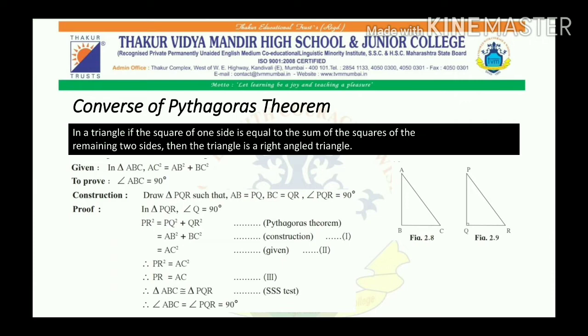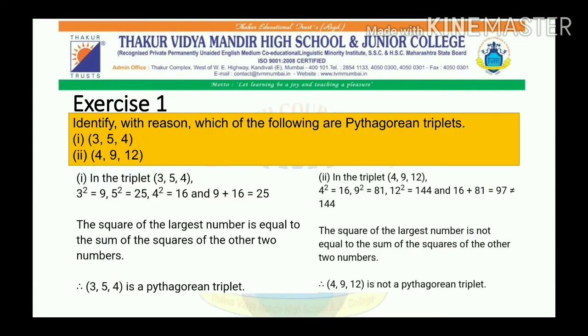Now triangle ABC is congruent to triangle PQR by the SSS test. Therefore angle ABC is equal to angle PQR. Angle PQR was 90 degrees, so angle ABC is also 90 degrees.